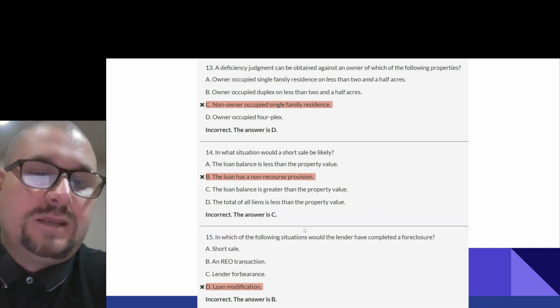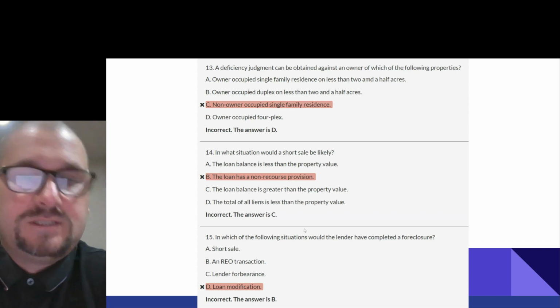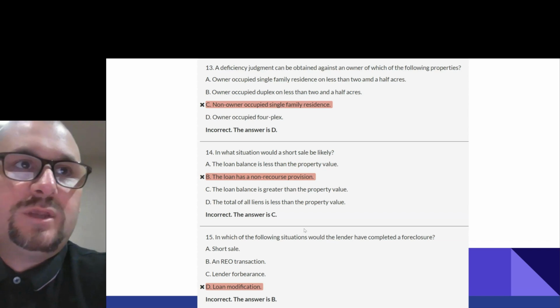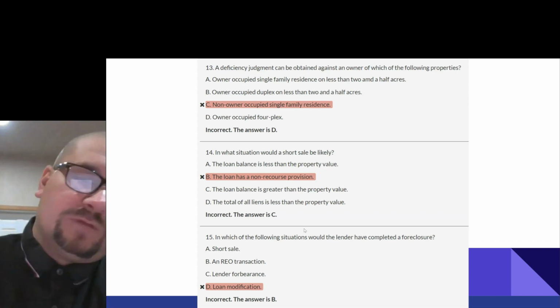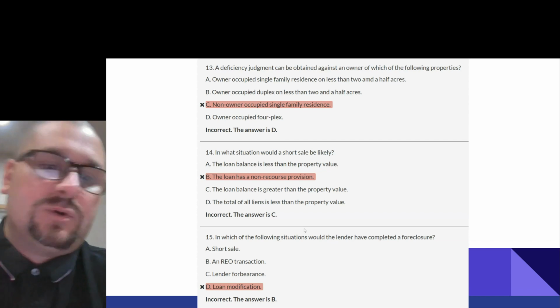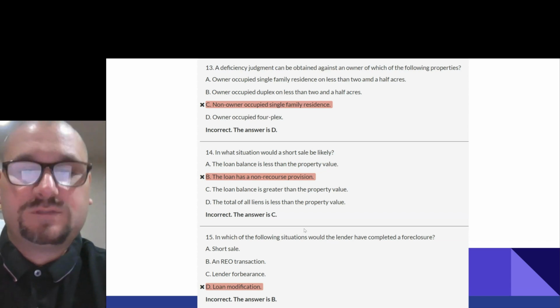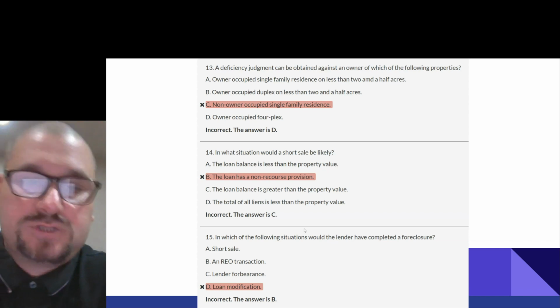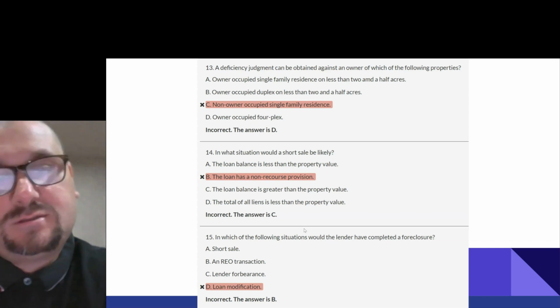15, in which of the following situations would the lender have completed a foreclosure? Bravo. B, an REO transaction. So what is a REO? A REO means a bank-owned property that went into foreclosure. The bank owns it now. That's real estate owned. That's a REO transaction.